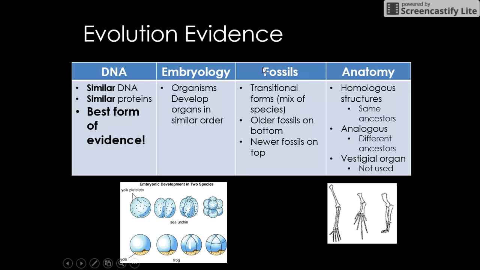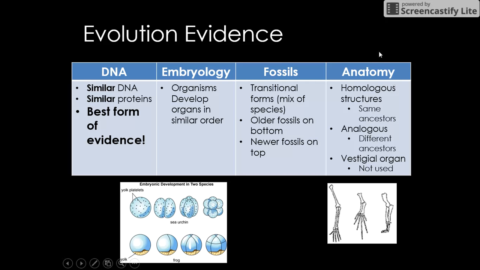Another one is fossils, or those bones from the ground. What those show us is how a species progresses over time, so the transitional forms. We also know that older fossils are on the bottom, newer fossils are on the top. So fossils show us those transitional forms of species, which we can map out as they are evolving over time.